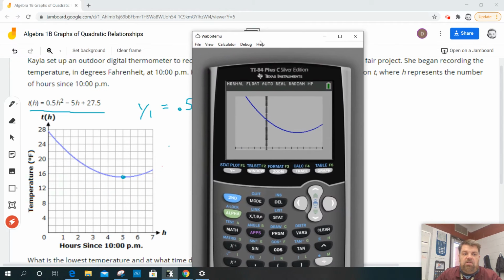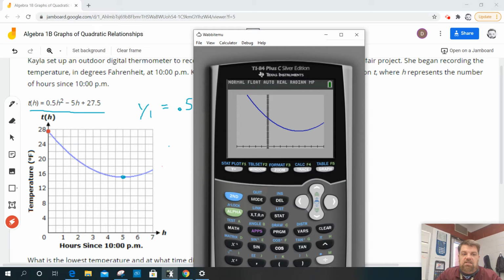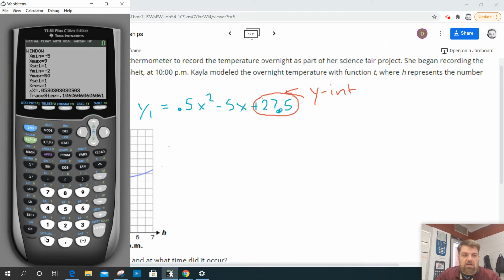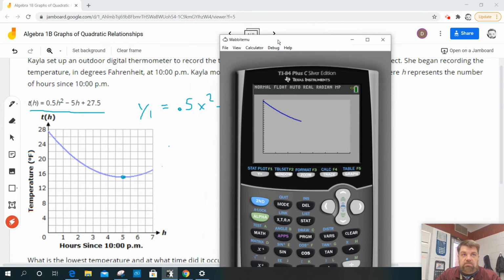If I wanted it to look exactly like this, notice that my y value goes up to 28. Let's just make it look like this. So if I hit window, my x value goes from 0 to 7. So my x minimum should be 0, and then my x maximum should be 7. Then my y minimum should be 0, and then they actually had 28. So now when I hit graph, my graph will look just like their graph, okay?